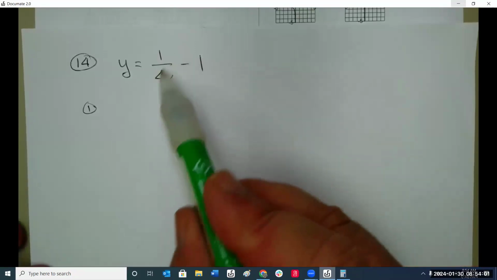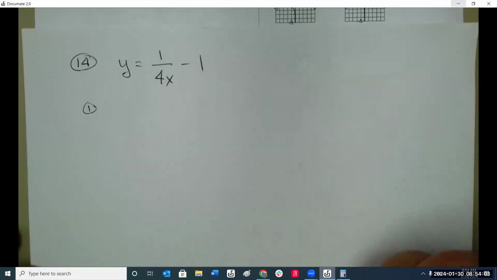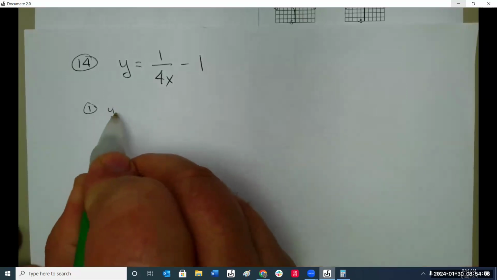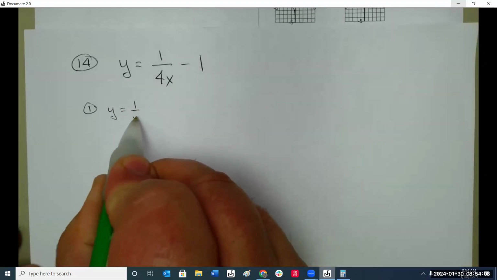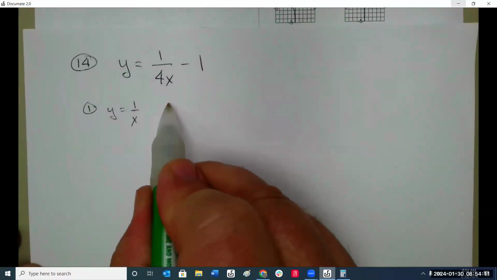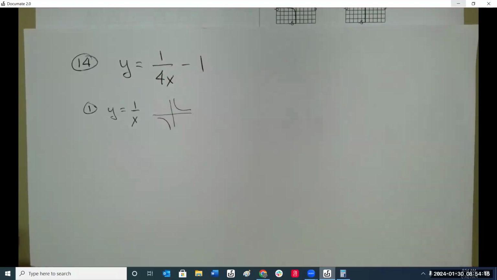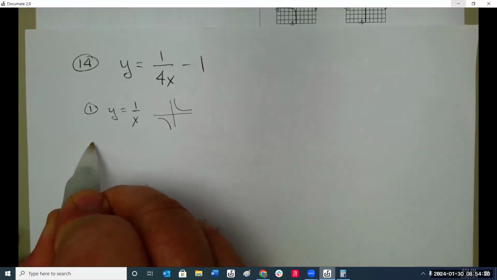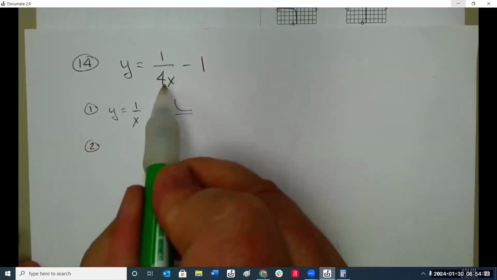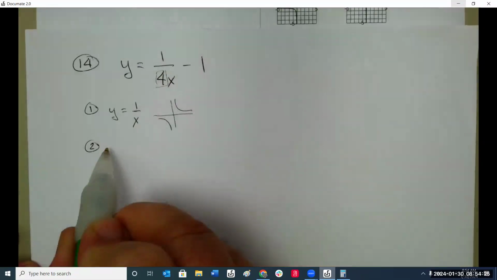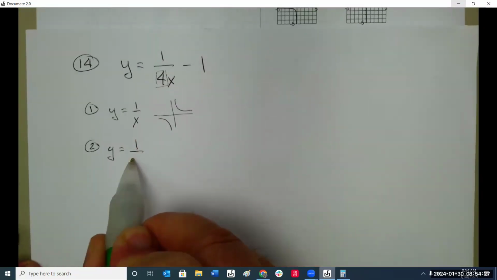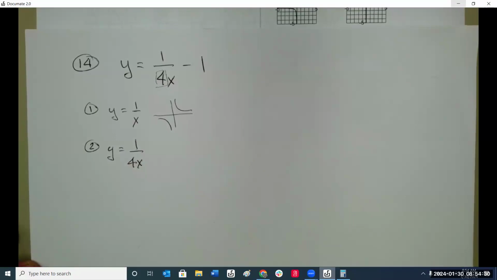From the library of functions, which one is this? The rational. Yes, so we know that the basic graph will look something like this one, which looks like this. So the second thing that happens is we multiply the bottom by 4. What does that do to our graph?